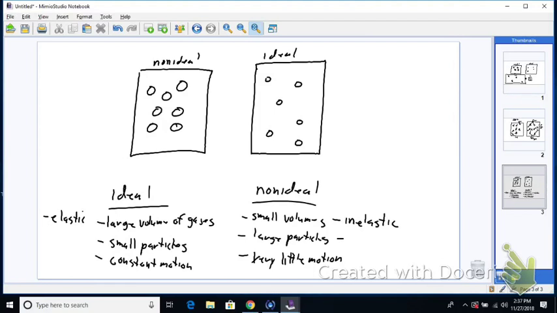What do you think if it's ideal when we take a look at temperatures? Which one's higher? Ideal. Higher temperatures because they have more motion. So higher temperatures. And this would be lower temperatures.